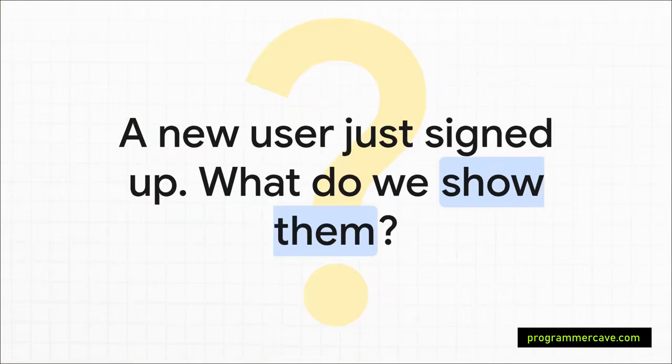So just imagine, someone literally just created an account. Our powerful collaborative filtering model is totally useless because we have zero data on their tastes. We can't find their taste twins if we don't know anything about them. So what do you put on their screen? A blank page? No way.